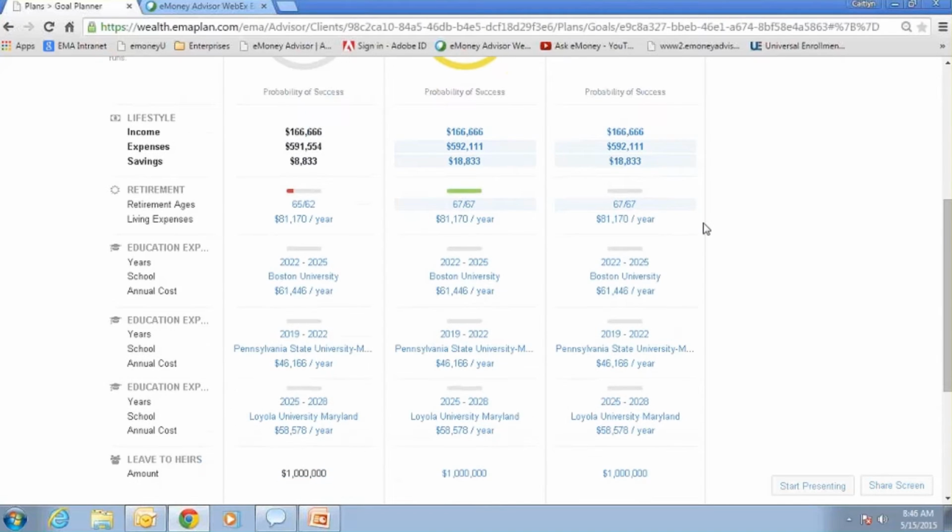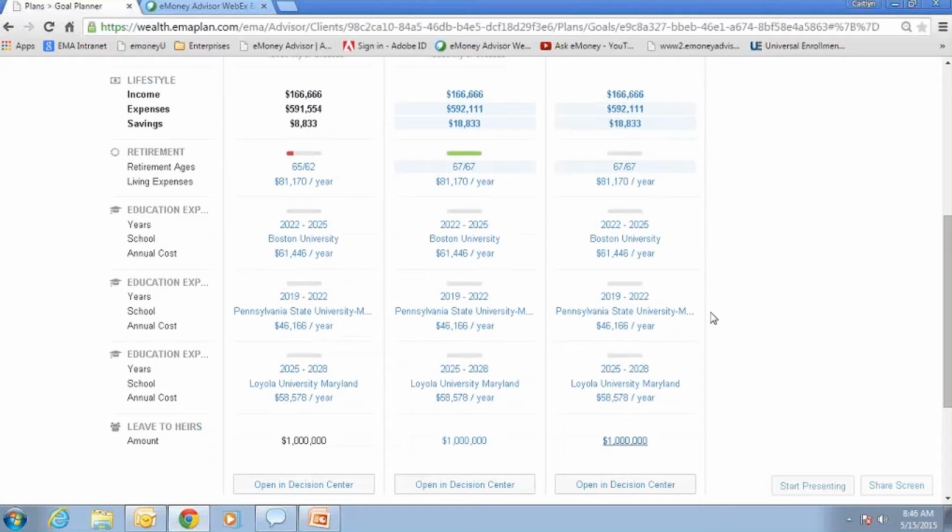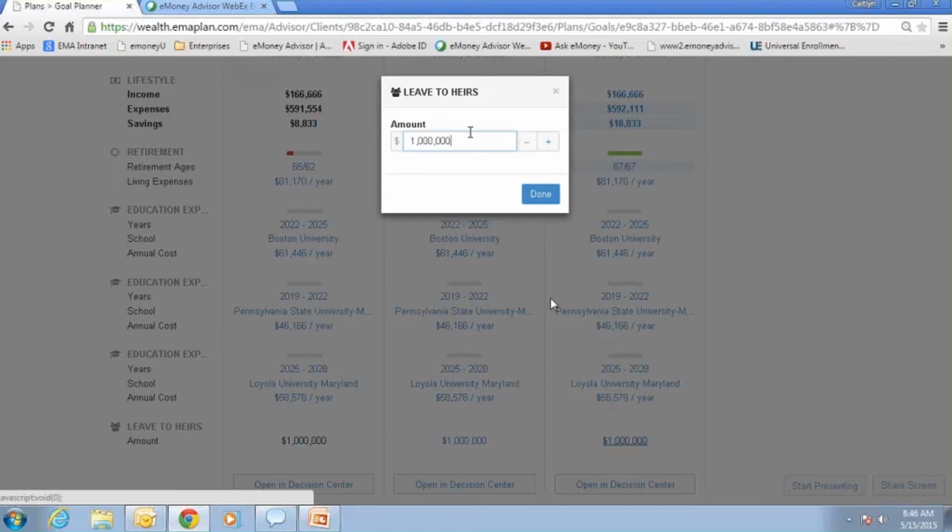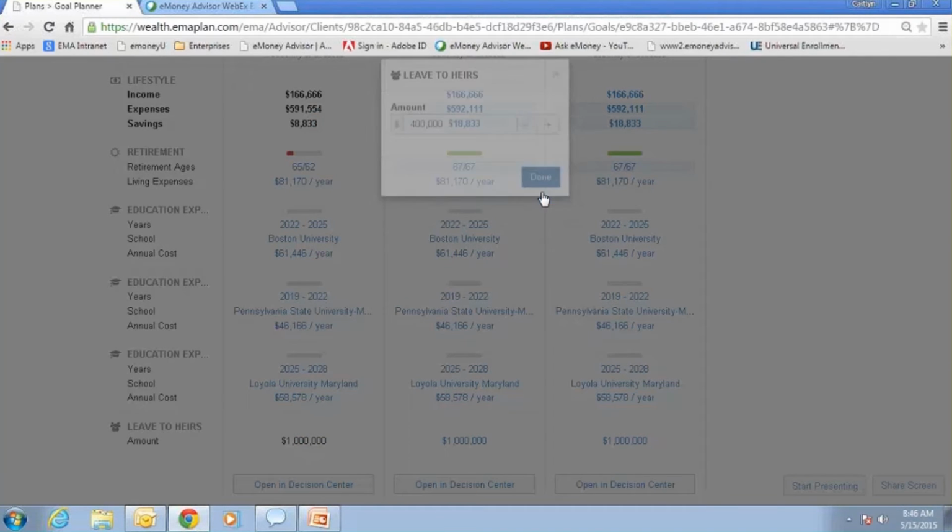And that change that I'm going to recommend is somewhere down here in the leave to heirs, because a $1 million legacy for a client that's not making it already is very, very unrealistic. We know that's important to them, but why don't we change that $1 million down to $400,000? He has 4 children. That leaves at least $100,000 for each child. So we'll see what $400,000 does for this client here.